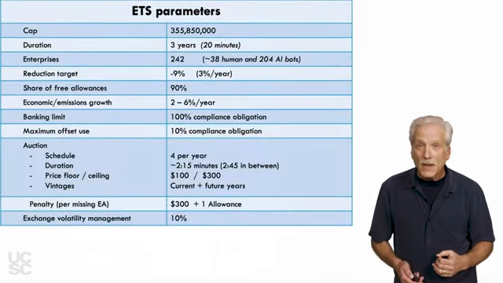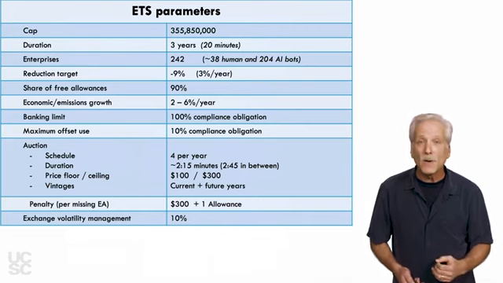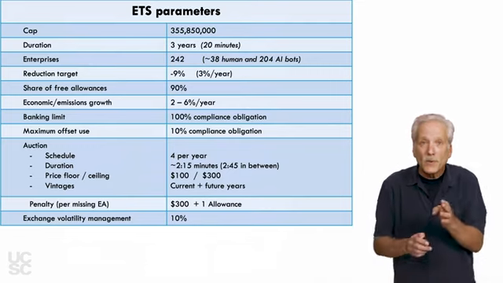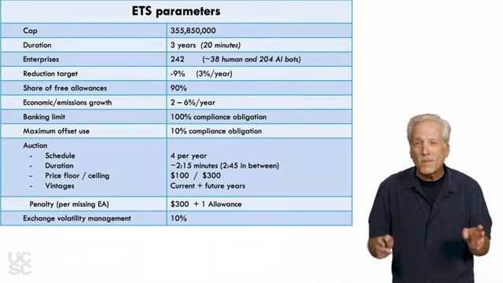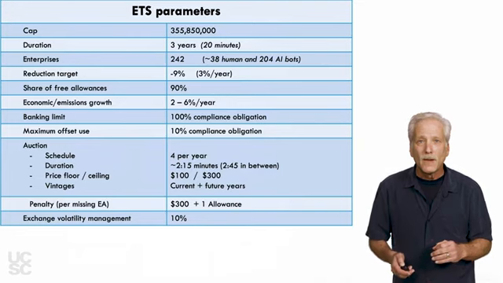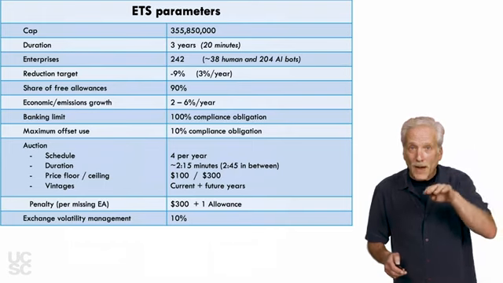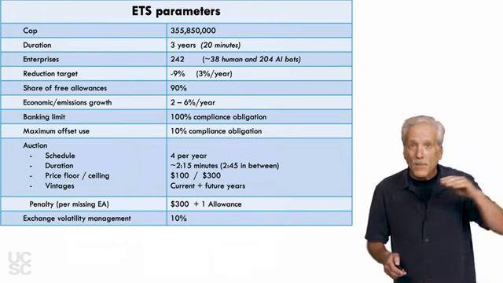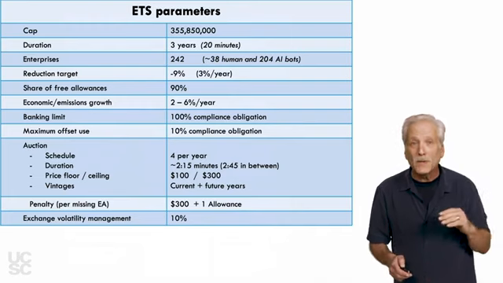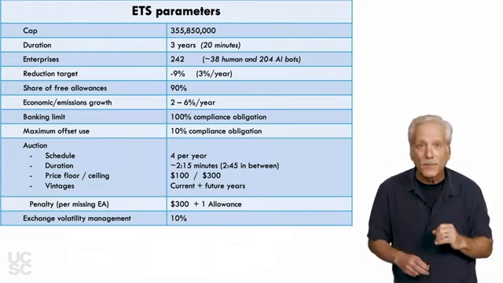In this simulation, as I've designed it as the administrator, there's a cap of about 356 million tons. This simulation includes 3 years. Each year is about 20 minutes long. There'll be about 242 different enterprises, of which 38 are going to be humans. The balance are going to be AI-driven bots. The reduction target is 9%. There's going to be a 3% reduction in allocation per year, right? But your BAU emissions are going to go up between 2 and 6%. So there's going to be an ever-increasing gap over time.